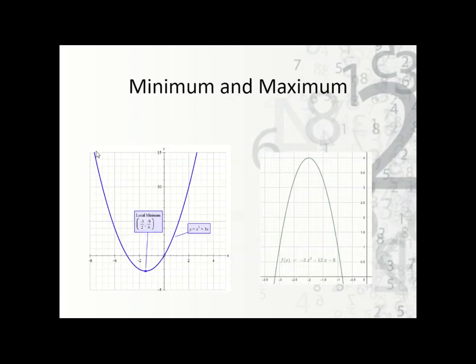So for instance, we have a parabola here. Well, we can see that it has a minimum right there. It does not have a maximum because it goes up forever. So it has a minimum here, but not a maximum. Now this one goes up and then comes down. So it has a maximum, it stops there, and the minimum just goes to negative infinity. So it only has a maximum here.